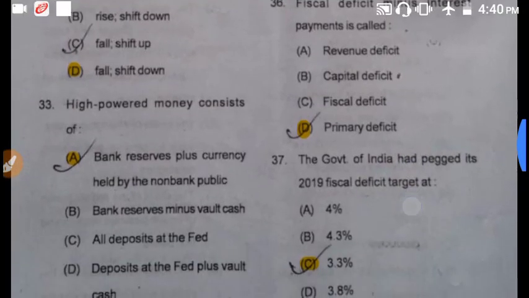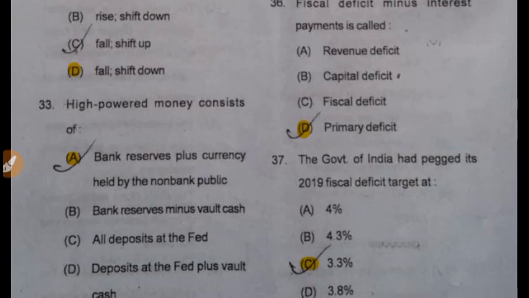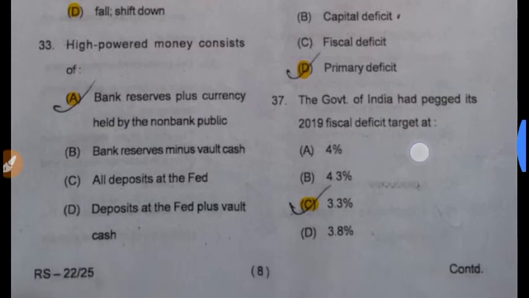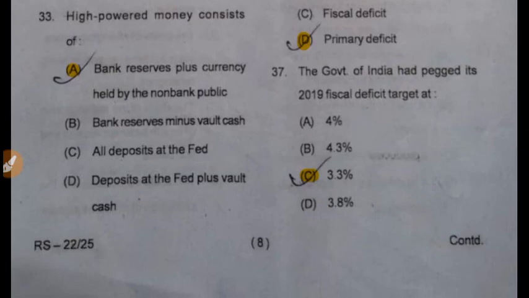High powered money consists of bank reserve plus currency held by the non-bank public. This is the correct answer, A. Question number 37: the Government of India had pegged its 2018-19 fiscal deficit target at 3.3%. The government target was to set the fiscal deficit at 3.3%, but what actually happened is near about 3.5%.